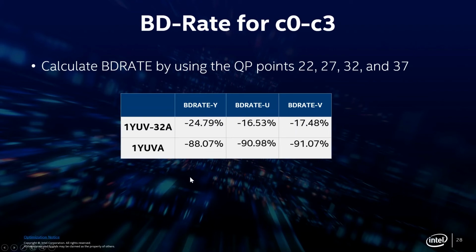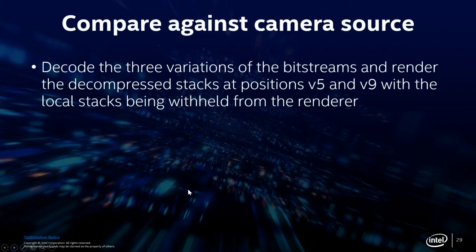So again, this is telling us that there are substantial quality gains and bitrate gains to be had by using this 1YUVA format we have come up with for coding 32 RGB alpha.